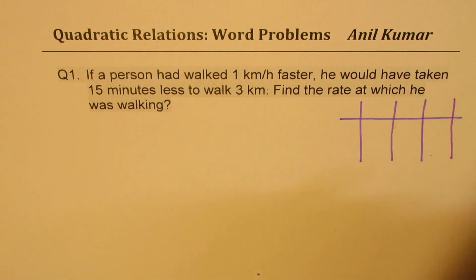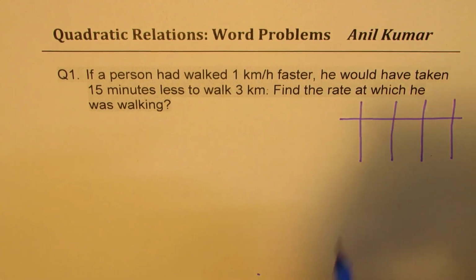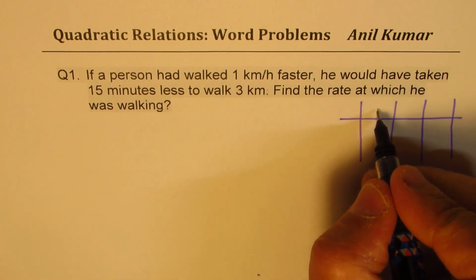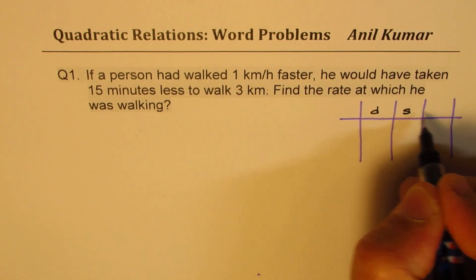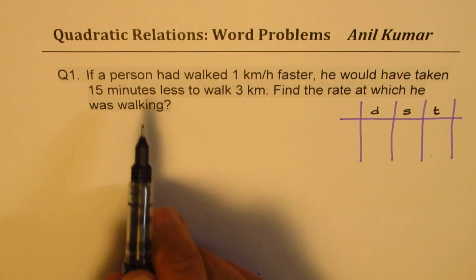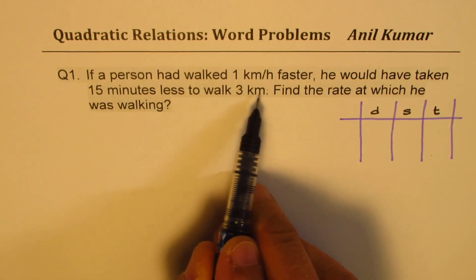Perfect. So distance, speed, time questions should always be solved by making a table. We can put the information on a table, with 3 columns being distance, speed, and time. Now we are given here that the distance is 3 kilometers, right?